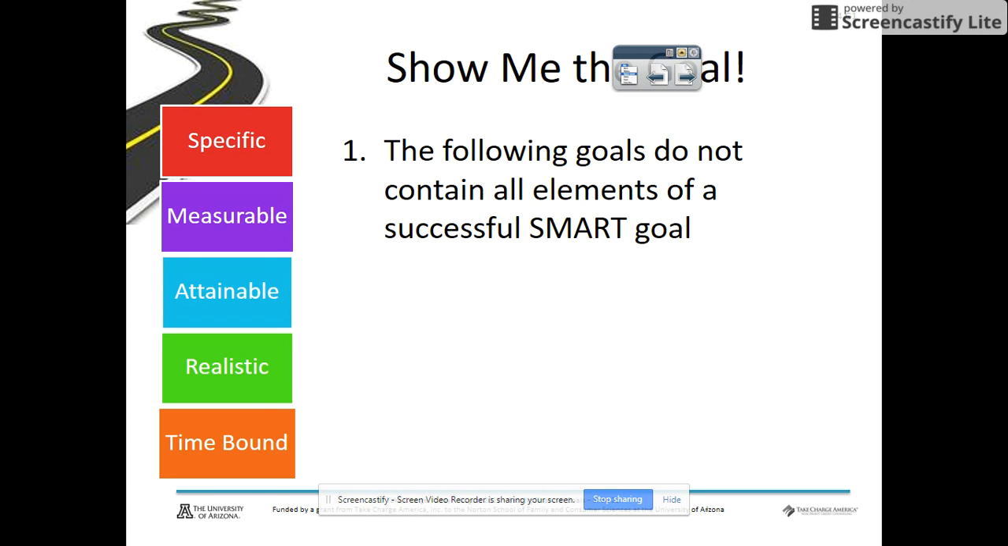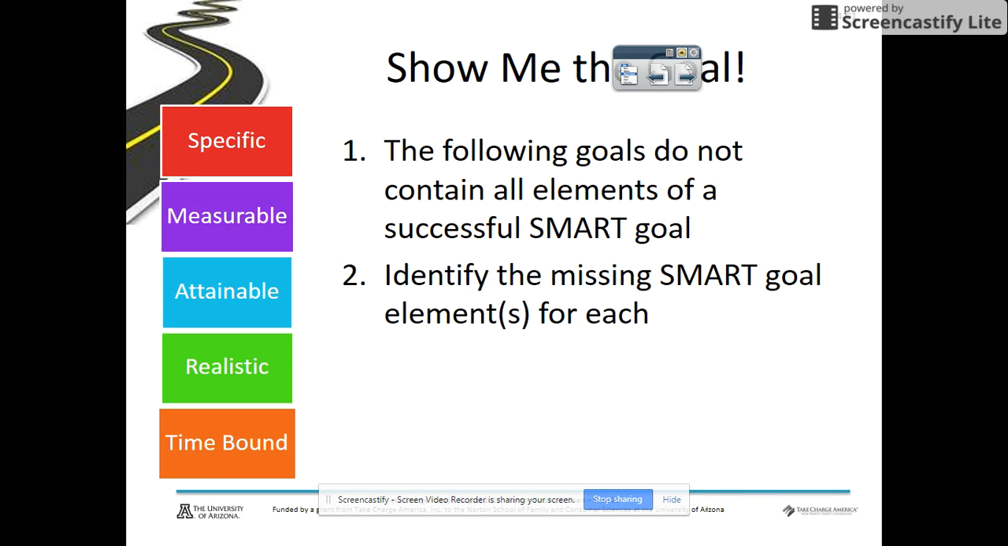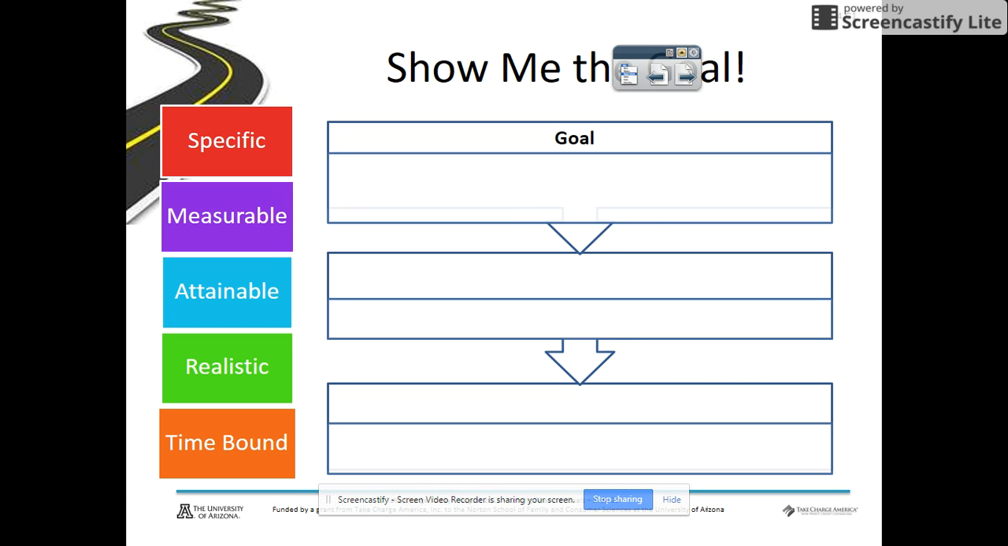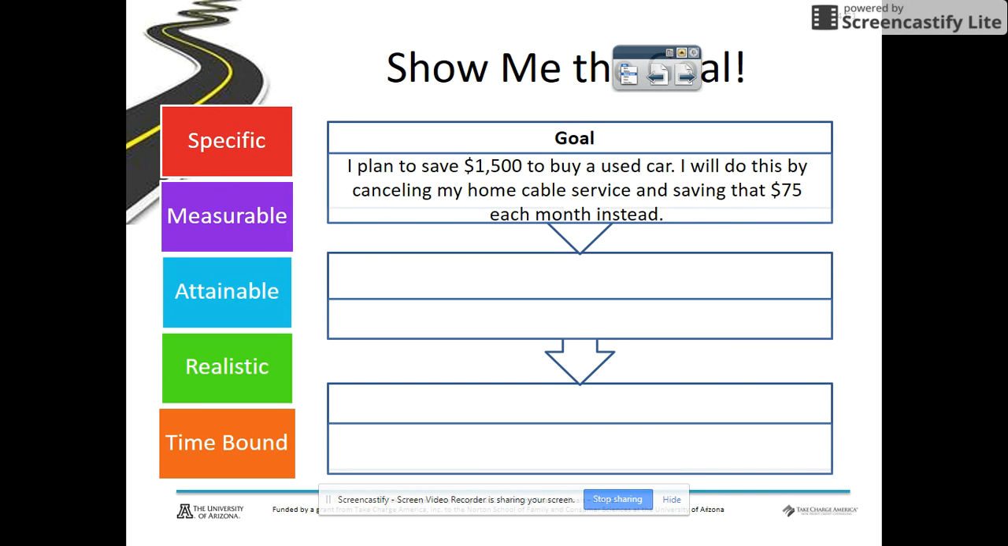Okay, now here's another exercise we're going to go through. We are going to be given a SMART goal, but it's going to be missing one or more pieces, and we need to figure out which piece is missing. Okay? All right, so here's the goal. I plan to save $1,500 to buy a used car. I will do this by canceling my home cable service and saving that $75 each month instead. So, what part is missing?